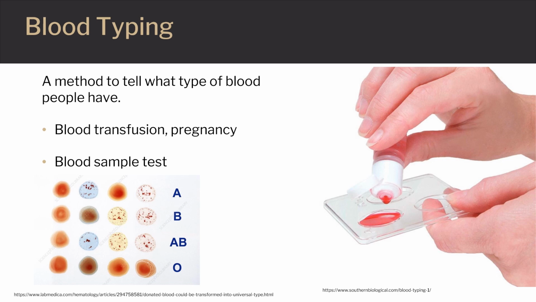Rh typing uses a method similar to ABO typing. When blood typing is done to see if you have Rh factor on the surface of your red blood cells, the results will be one of these: Rh positive, if you have this cell surface protein; Rh negative, if you do not have this cell surface protein.